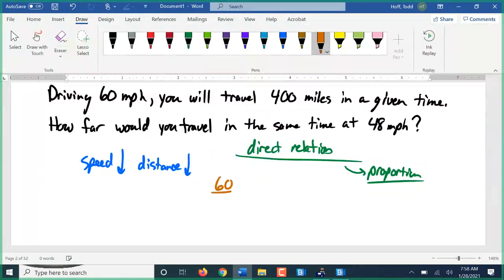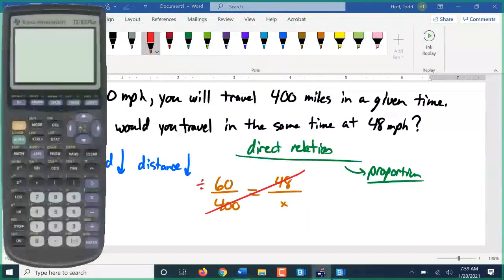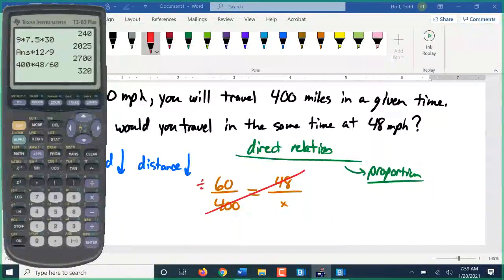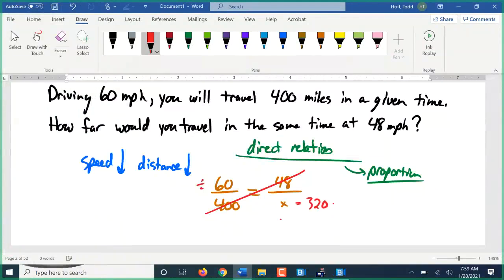So 60 miles per hour gives 400 miles. Now remember, constant ratio, we could also be a constant rate. Proportions are two equal rates or two equal ratios. In this case, it's going to be two equal rates rather than ratios. We're comparing miles per hour to miles. So at 60 miles per hour, we go 400 miles. At 48 miles per hour, we're looking at how many miles we go. Cross multiply and divide. 400 times 48 divided by 60. Giving us 320 miles in that same amount of time.